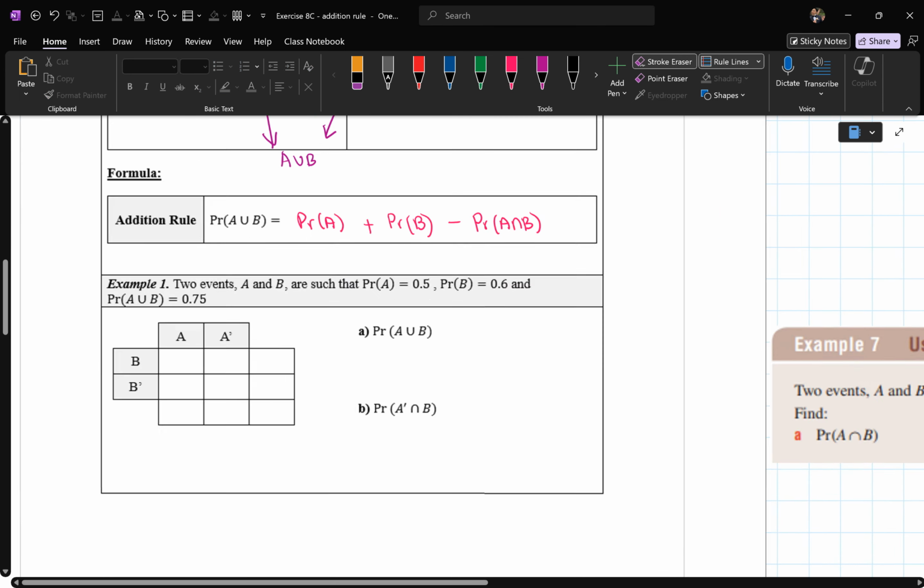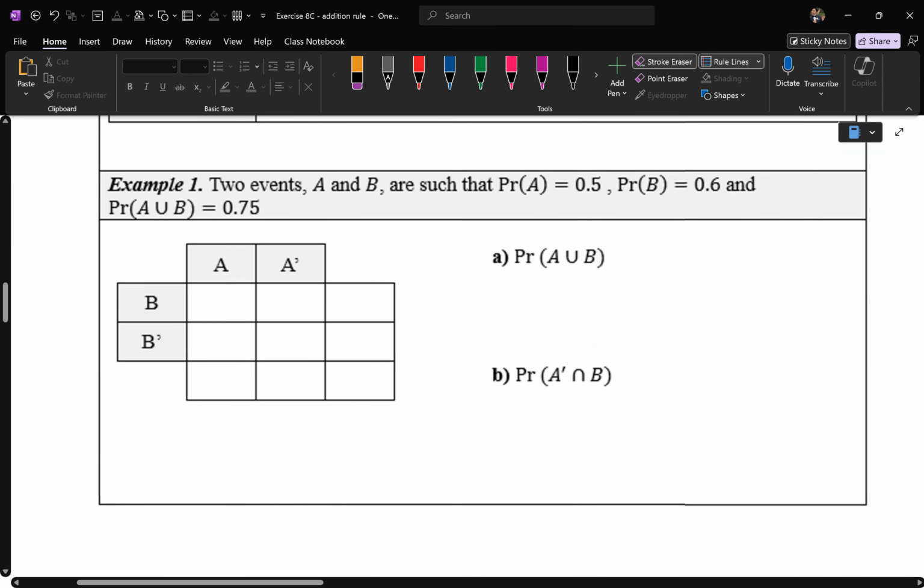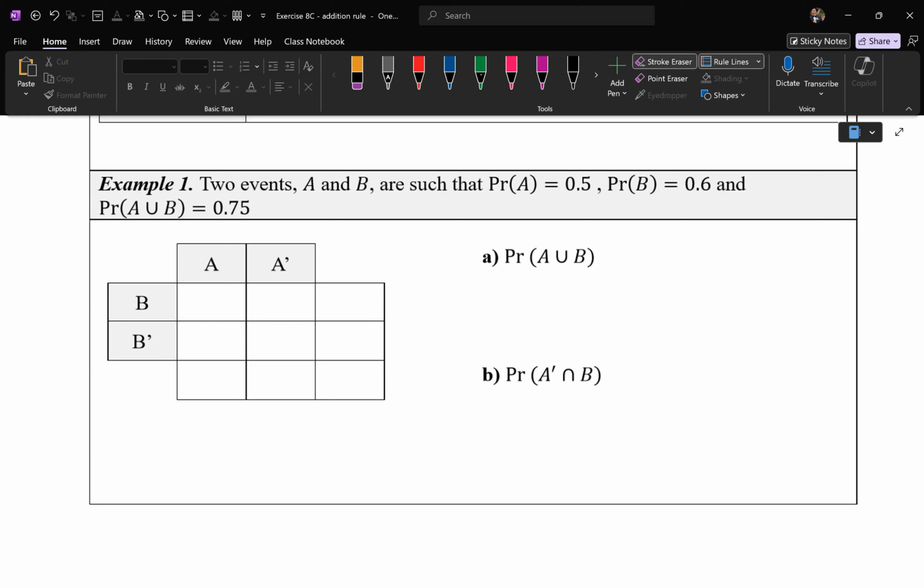Let's do some examples. Example 1. Example 1 says, two events A and B are such that the probability of A is 0.5, the probability of B is 0.6, and A union B is 0.75.